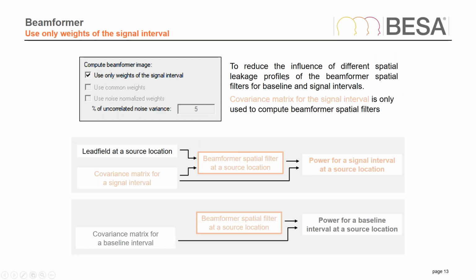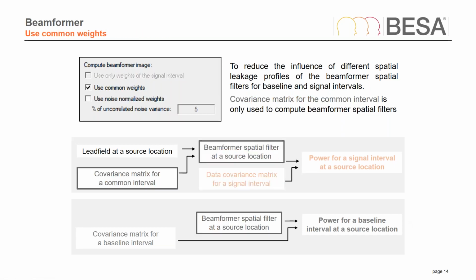For example, we could decide that we were only interested in the signal interval for the spatial filter. So in this case, we could simply discard the baseline interval covariance matrix for calculating the spatial filter. We only calculate one spatial filter from the lead field and the signal interval covariance matrix. And that same spatial filter is then applied on the signal covariance data to calculate the power of the signal, and on the baseline covariance data to calculate the power of the baseline.